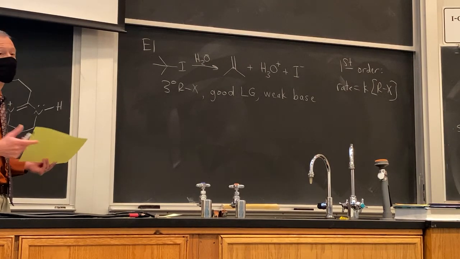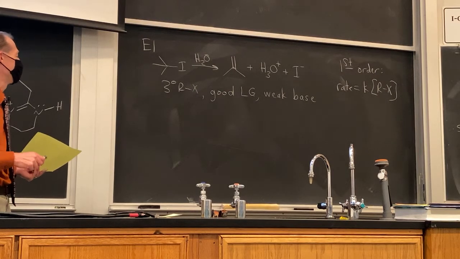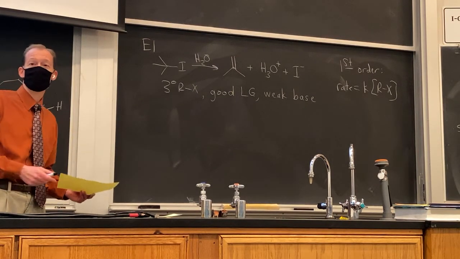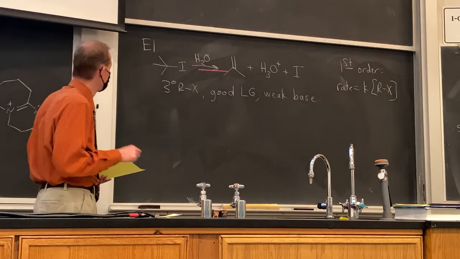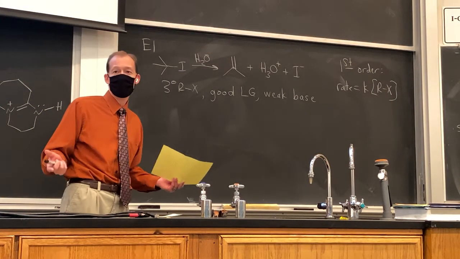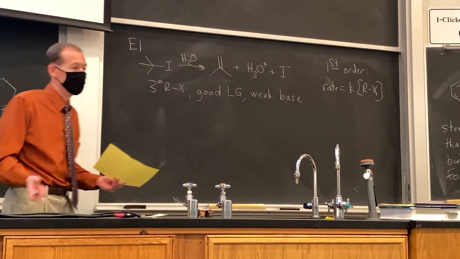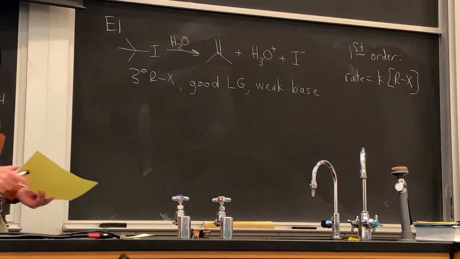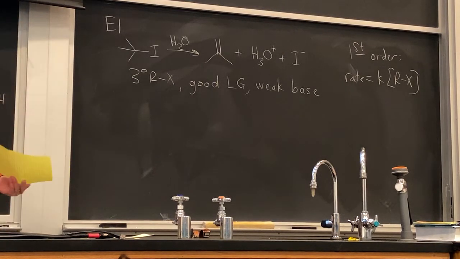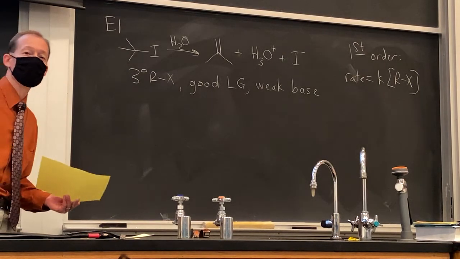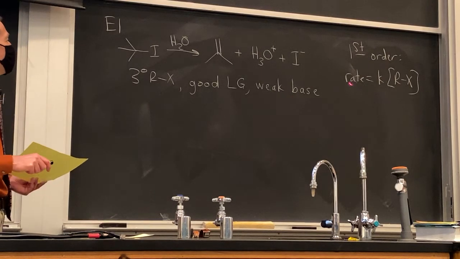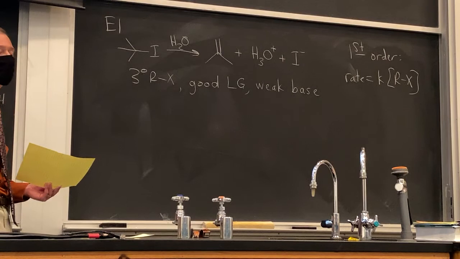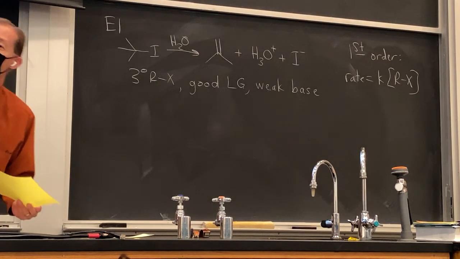You'll always have a good leaving group, such as an alkyl halide. And you'll always have a weak base in an E1 reaction. Okay, so that's what we've seen here. We're using water as our weak base to promote elimination in this case. So the 1 refers to the first order kinetics. The E1 reaction involves first order kinetics. The rate determining step only involves the alkyl halide. The concentration of the base does not matter.